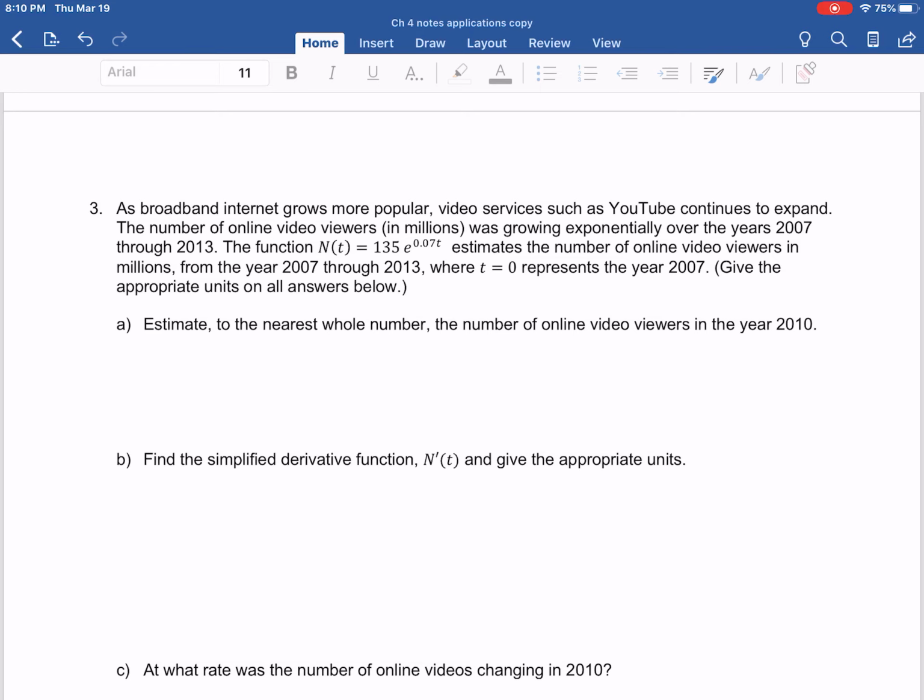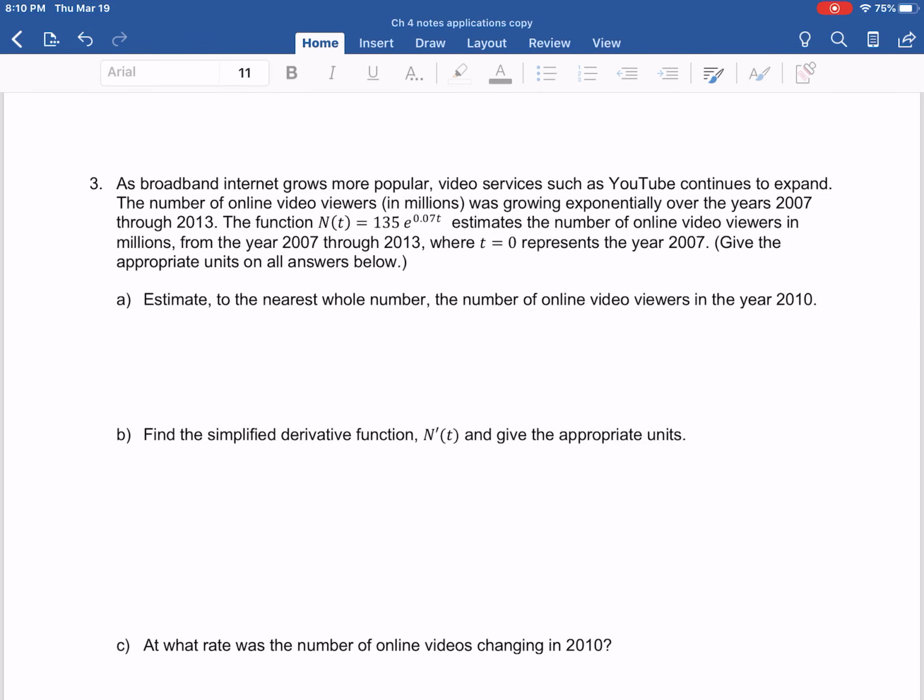As broadband internet grows more popular, video services like YouTube continue to expand. The number of online viewers was growing exponentially over the years from 2007 through 2013. The function that you see there estimates the number of online video viewers in millions from between those 2 years. T equals 0 represents the year 2007. We're going to give appropriate units on all of our answers below.